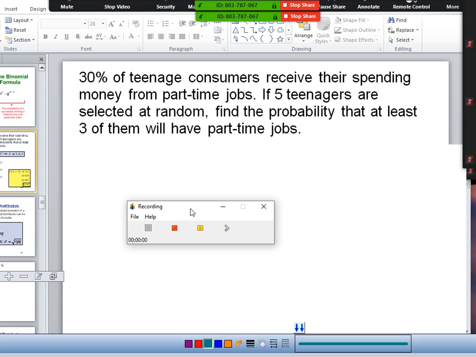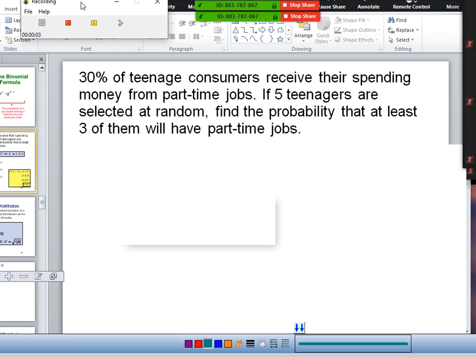You guys have all typed it as binomial. Why? Because you see that there is a sample size, right? I have my n. Five teenagers selected at random, so this is my n, and there's no word mean or average in here anywhere, so it's binomial.